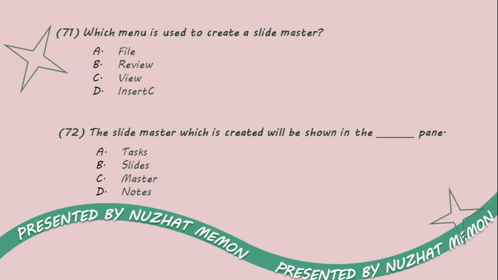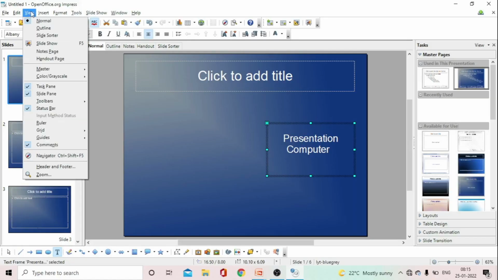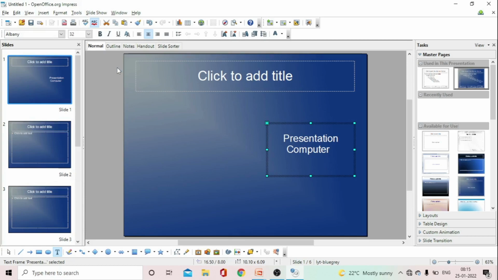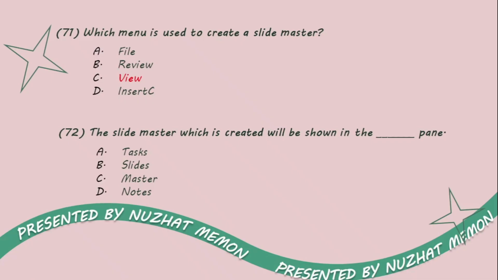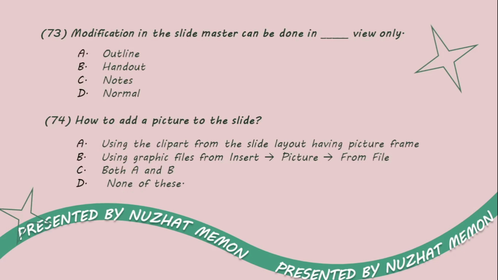Next, 71. Which menu is used to create a slide master? So for creating a slide master, you can go for the View menu. Here you have a View menu and here you have Master and you can go for Slide Master from here too. Next question is, the slide master which is created will be shown in the slides pane. Slide master which will be created, it will be shown in the slides pane. Next, modification in the slide master can be done in the normal view only. So it can be done in normal view only.